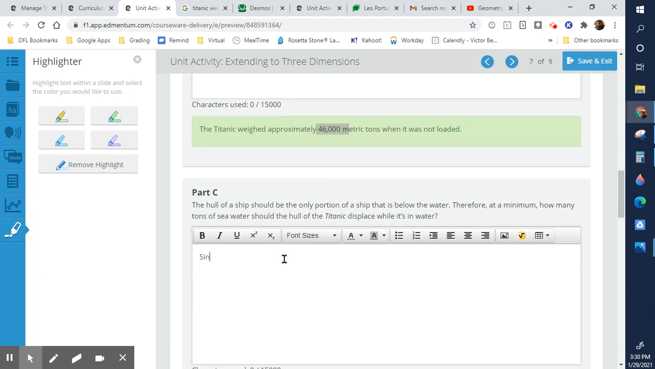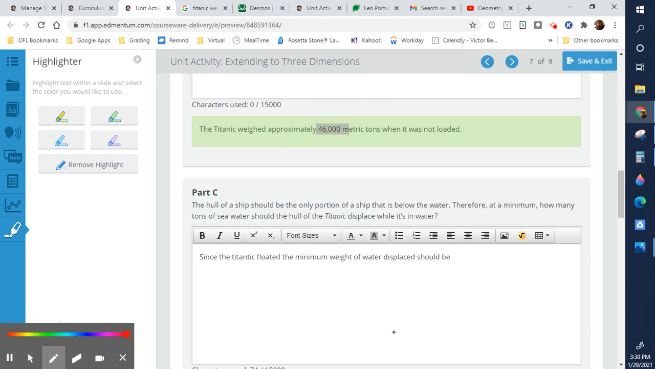Since the Titanic floated, the minimum weight of water displaced should be whatever you put here, because that much water has to get out of the way. I'm using hand gestures, but basically what's happening is we have this boat and it weighs a certain amount.